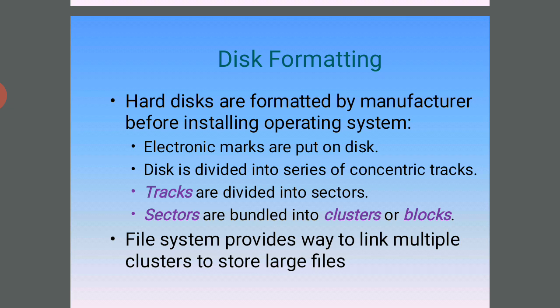Formatting hard disks is done by manufacturers before installing the operating system. Formatting means the data on the disk will be cleared; that is called formatting. The electronic marks are put on the disk, and the disk is divided into serial electronic tracks. The tracks and sectors are there, so we can store the information in the tracks and sectors. The sectors are bound into clusters and blocks.